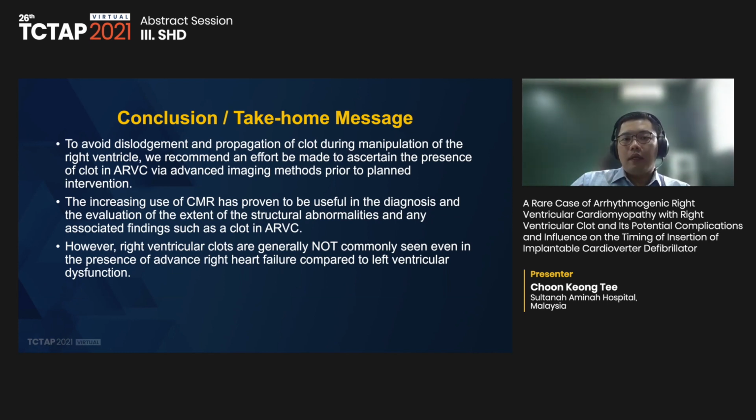So the main take home is to keep an open eye for a clot forming in a patient with ARVC, so that we can take the necessary measures to prevent complications. Especially during insertion, we can dislodge the clot and cause a massive pulmonary embolism. Thank you.